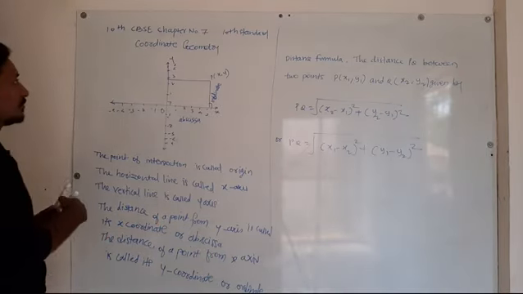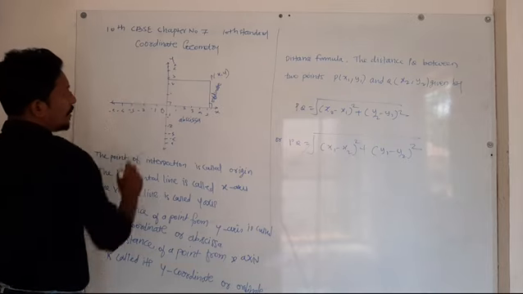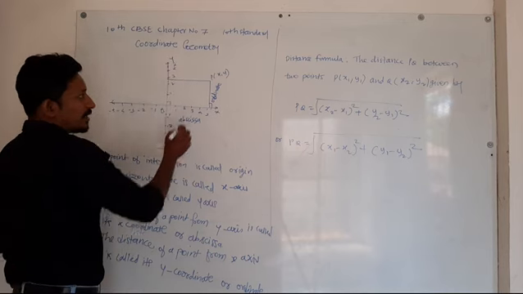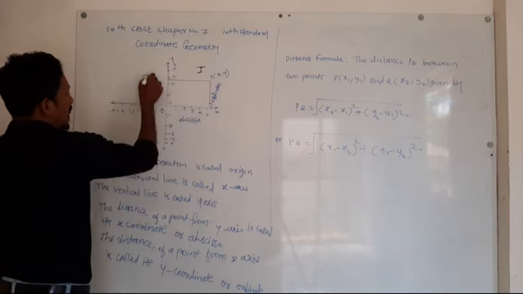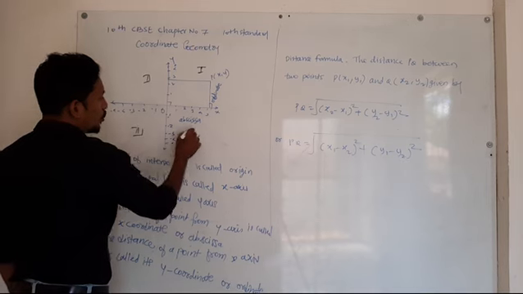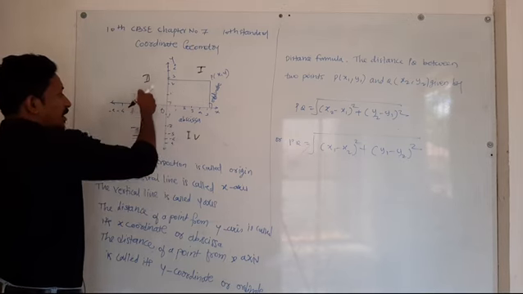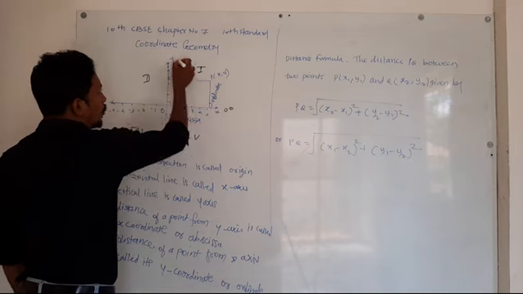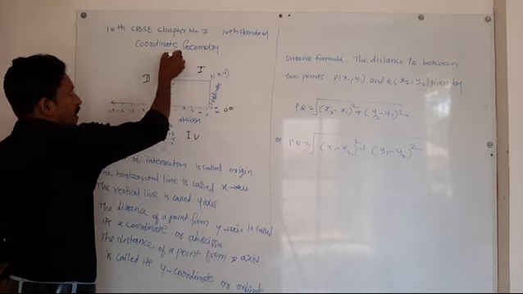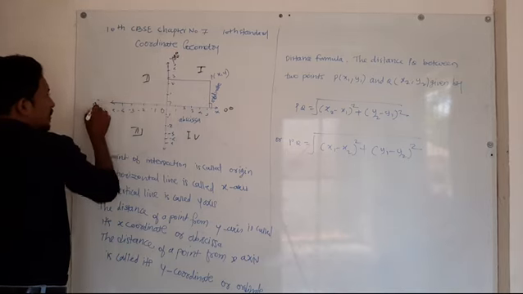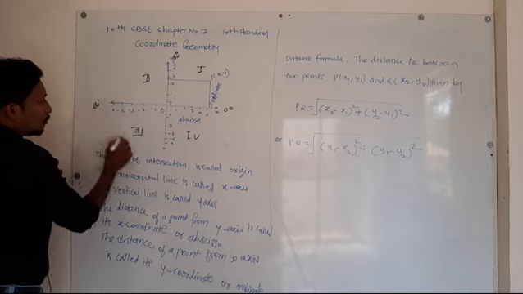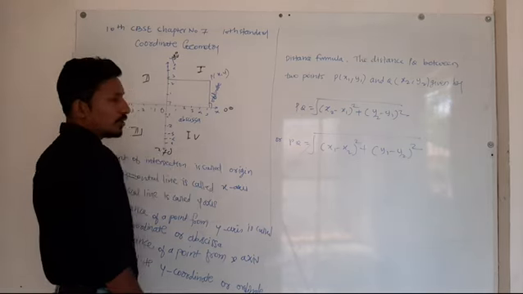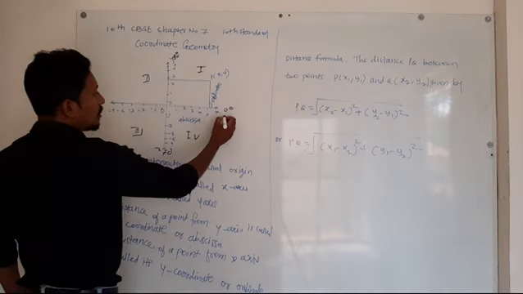In coordinate geometry, this is the x-axis, this is the y-axis. This is the first quadrant, the second quadrant, the third quadrant, and the fourth quadrant. The first quadrant goes from 0 to 90 degrees, the second from 90 to 180 degrees, the third from 180 to 270 degrees, and the fourth from 270 to 360 degrees.